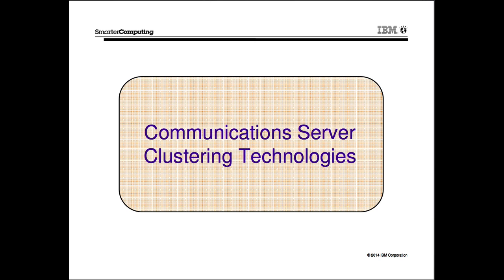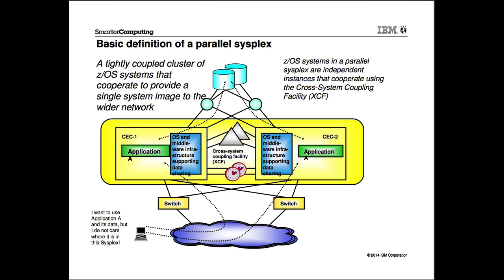We talk about network connectivity, which is obviously one of the first things you think about when you think about a communication server product, but we also provide a lot of other technologies that are of value. And one of the things I want to talk about is clustering, because that's a unique value on Z that Z does very well, and Communications Server is a big part of that.